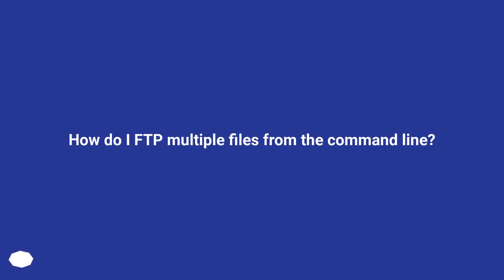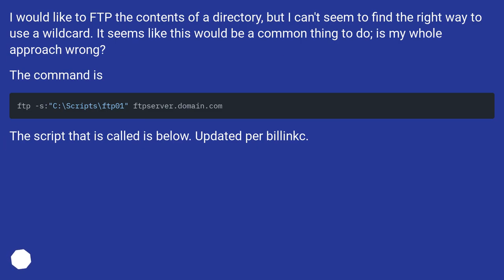How do I FTP multiple files from the command line? I would like to FTP the contents of a directory, but I can't seem to find the right way to use a wildcard. It seems like this would be a common thing to do. Is my whole approach wrong?